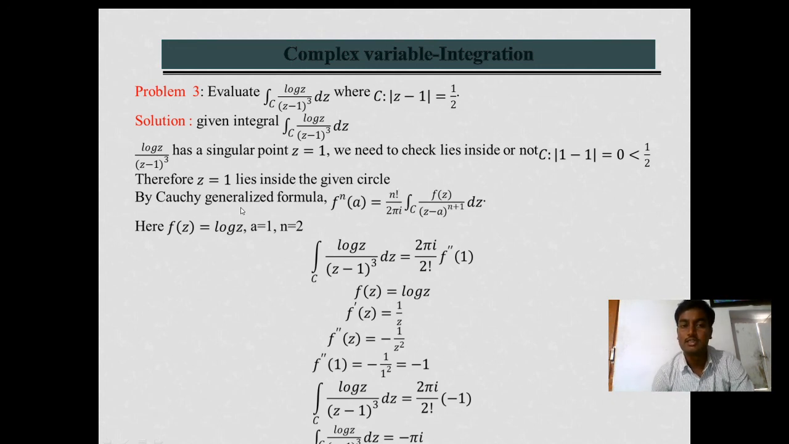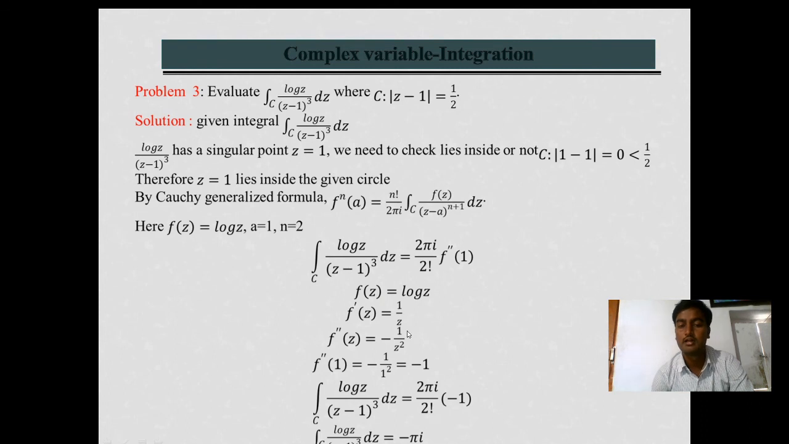Now by Cauchy generalized formula, integral over c of f of z by (z minus a) whole power n plus 1 dz is 2 pi i by n factorial times f n of a. You compare with n plus 1. n plus 1 equal to 3 means n equal to 2, right? So it is 2 pi i by 2 factorial times f double dash of 1, right? Now your f of z is log z. Now you differentiate: f dash of z is 1 by z.